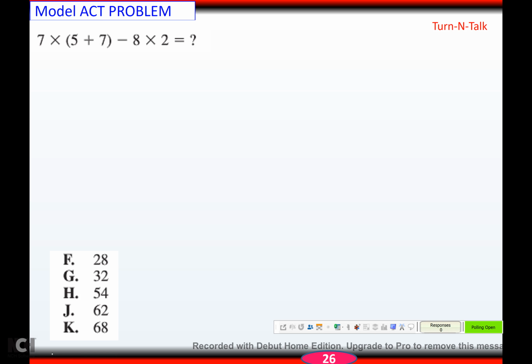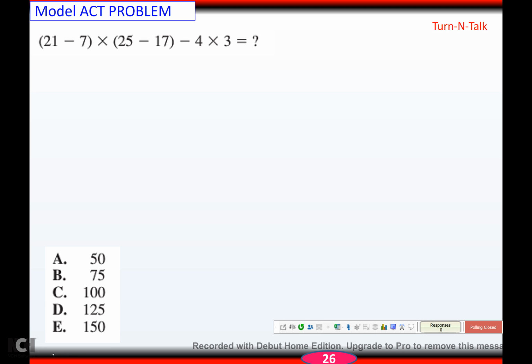Try this one, hit pause, come back when you're ready. Hopefully you got 68. 5 plus 7 is 12. Multiply and multiply, that's 84, that's 16. Subtract and you get 68. Try this one, hit pause, come back when you're ready. Hopefully you got 100.